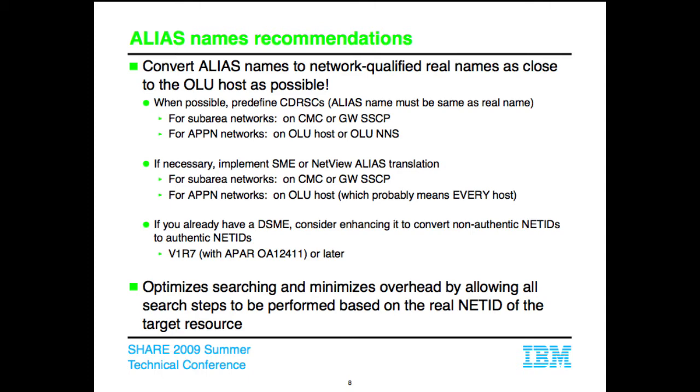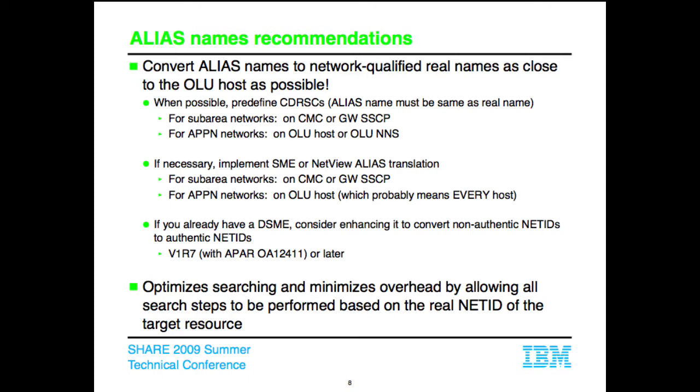There was one APAR that was added in V1R7 that allows the directory services management exit, which is also an APPN side function, to be able to take an alias name search and return it with a special return code that says, yeah, that alias name now has been fully qualified. I put the real net ID on there for you. So there's a way to get the DSME to do it, but this is fairly limited, requires you to code a DSME exit, and I'm really not sure that most customers are going to want to go to the trouble of doing that.